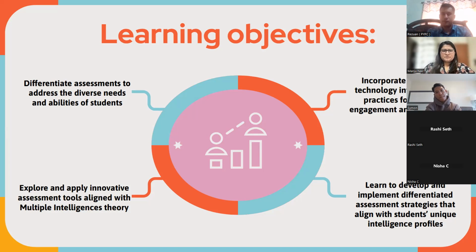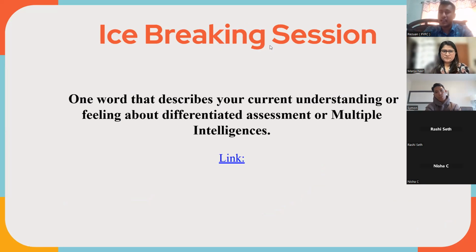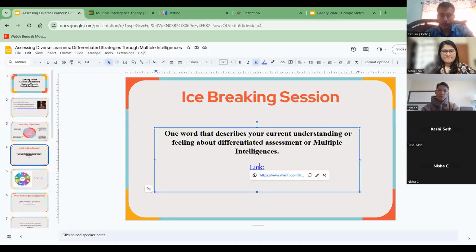Okay, so let's move to the ice breaking session. In the ice breaking session, there is one task for all of you. Here is the question. If you join from your computer, the question may not be visible on the screen, but if you join from your iPhone or any phone device, then the question may be displayed in the link. So I'm going to share the link with all of you in the chat box. And here is the question. Before you join the link, please read the question.